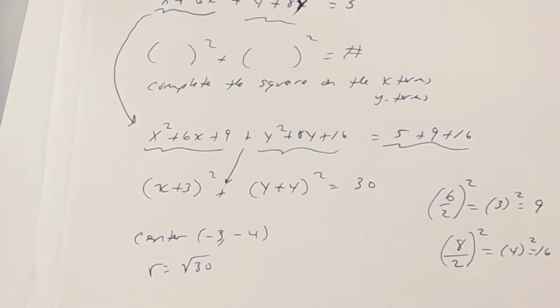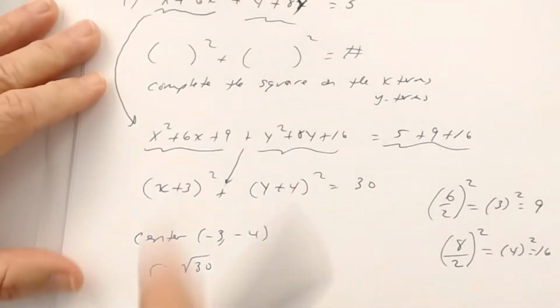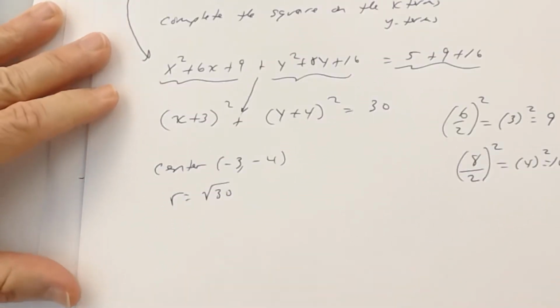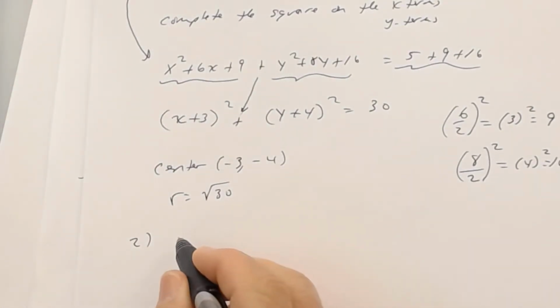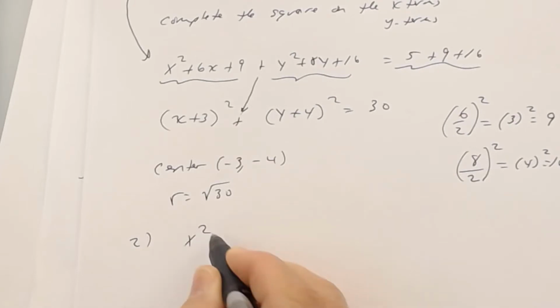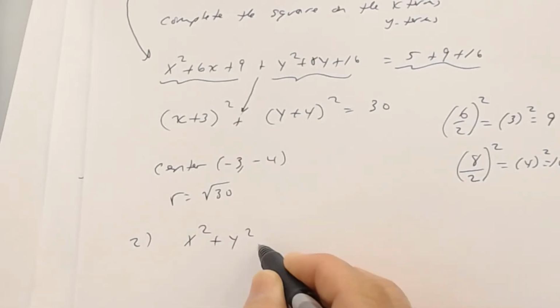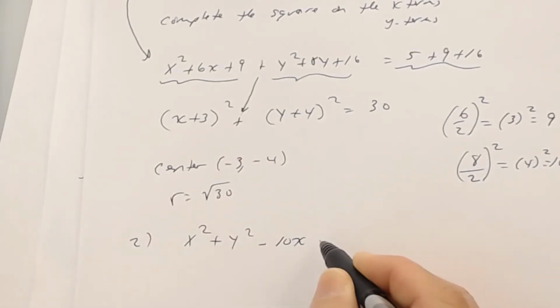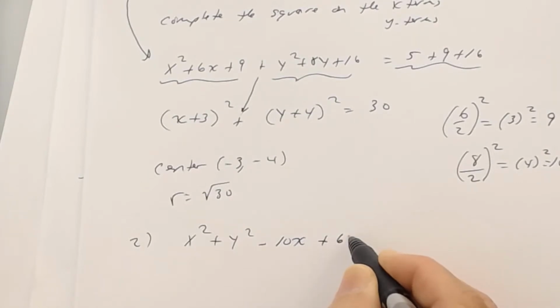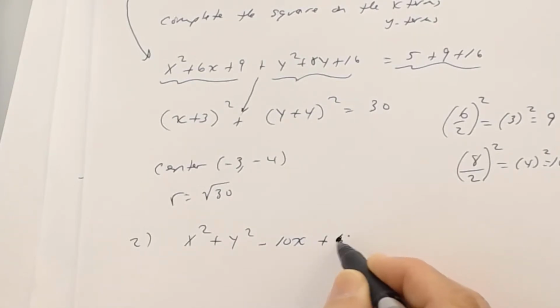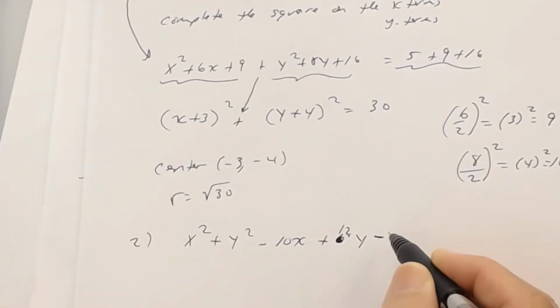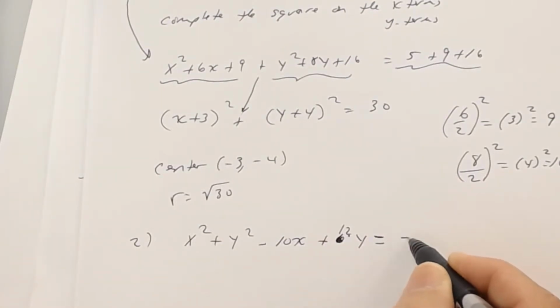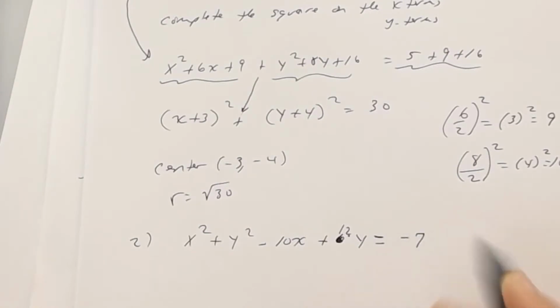Okay? All right, let's look at this one. So this is number 1. All right, let's do number 2. Suppose for number 2, my equation of the circle looks like this: x squared plus y squared minus 10x plus 12y equal negative 7.